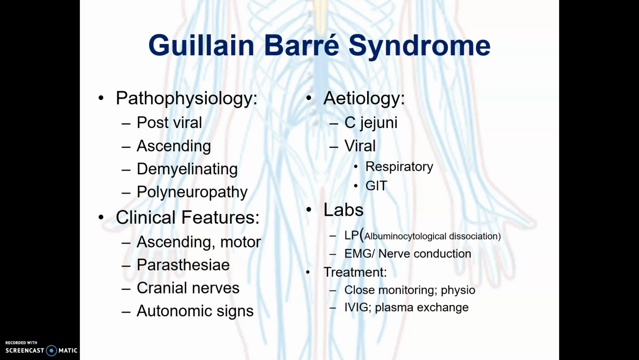So this is Guillain-Barré syndrome. We're not going to dwell on this. We have talked about Guillain-Barré in our presentation on peripheral neuropathy. But just to remember, this is not a spinal cord lesion. It's a post-viral ascending demyelinating polyneuropathy, usually post-infectious, and one of the classic features is that there is albuminocytological dissociation on the lumbar puncture, so high protein but relatively normal cell counts.